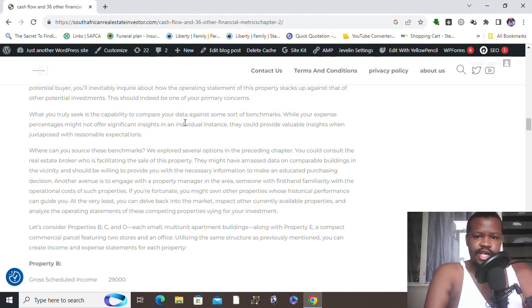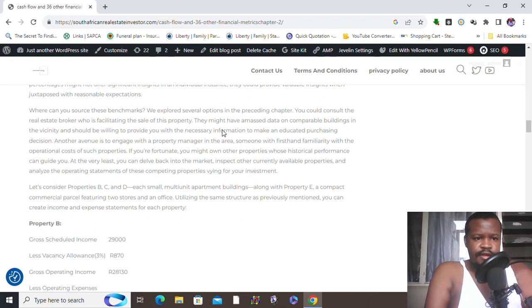While your expense percentages might not offer significant insights in an individual instance, they could provide valuable insights when juxtaposed with reasonable expectations. Where can you source these benchmarks? We explored several options in the preceding chapter. You could consult a real estate broker who is facilitating the sale of this property. They might have amassed data on comparable buildings in the vicinity, and should be willing to provide you with the necessary information to make an educated purchasing decision.